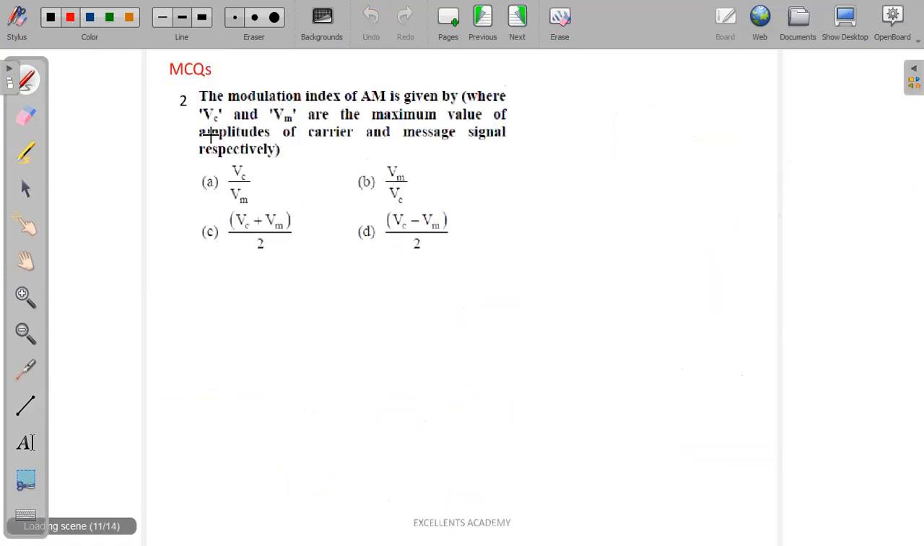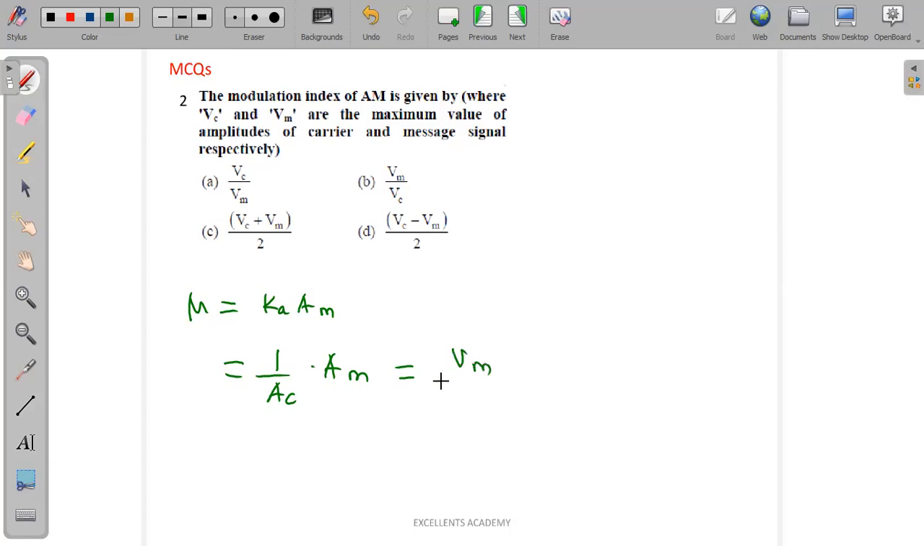So second MCQ, the modulation index of an AM wave. They are asking for the formula of the modulation index. So we know that mu is equal to KA into AM, where KA is the amplitude sensitivity, that is 1 by AC into AM. Since this is in volts, with the notation given here, it is VM by VC, right? So VM by VC, that is option B.